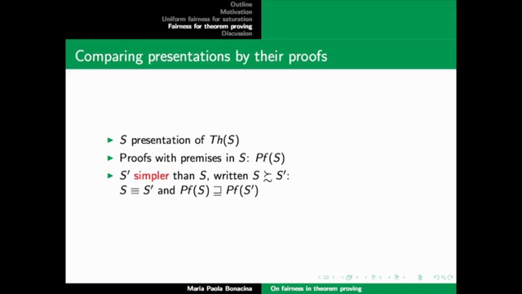If we have a proof ordering, not only can we compare sets of proofs, but we can also compare presentations by the proofs they make available. So say that S is a presentation of the theory TH(S). So TH(S) is the set of all the theorems that follow from S. Then we denote by PF(S) the set of proofs with premises in S. Given two equivalent presentations S' and S, so they are presentations of the same theory, of the same deductively closed set of theorems, S' is simpler than S, and therefore intuitively preferable, if the set of proofs of S' is better than the set of proofs of S.